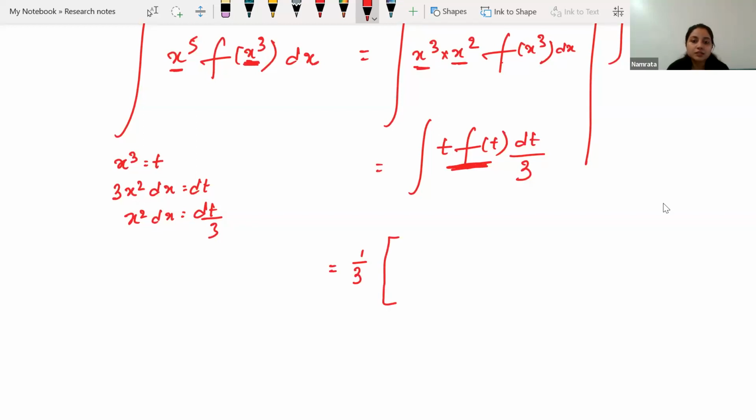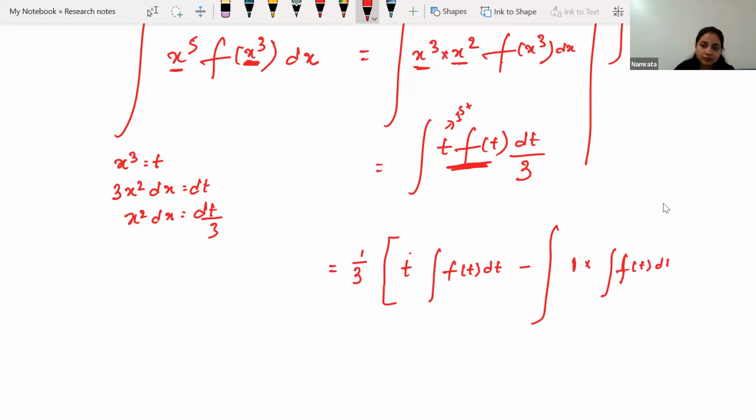How do we apply by parts? What is the first function? We will obviously take t as the first function, because when we take the derivative of t in the second part, it will be 1. So first part, t, integration of f of t dt, minus derivative of t, which is 1, into integration of f of t dt, and the integration of everything we have to do, like this. Any confusion in this step where I have applied by parts?